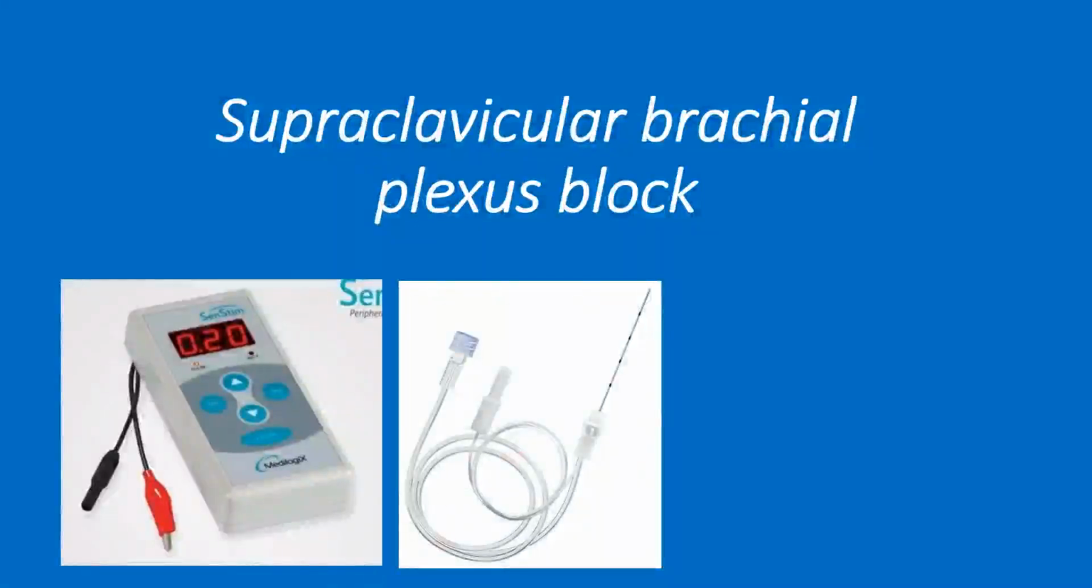Today we shall learn about supraclavicular brachial plexus block. It is also called spinal anesthesia of the upper limb because the block is so dense that you need very minimal sedation after you give this block, and the block is given at the level of the trunks of the brachial plexus.